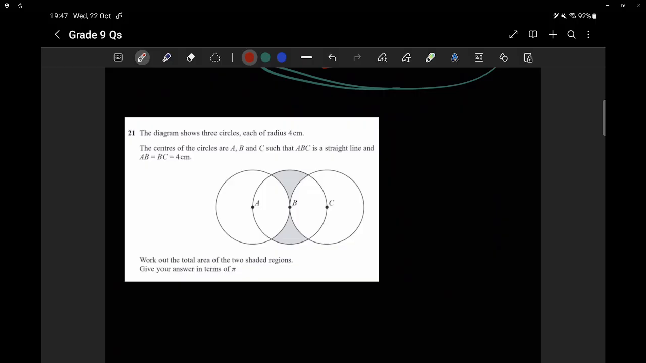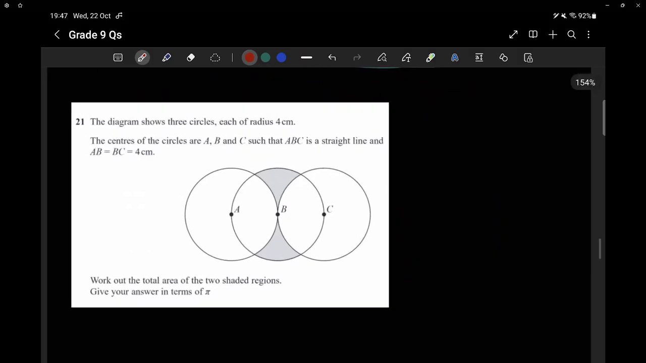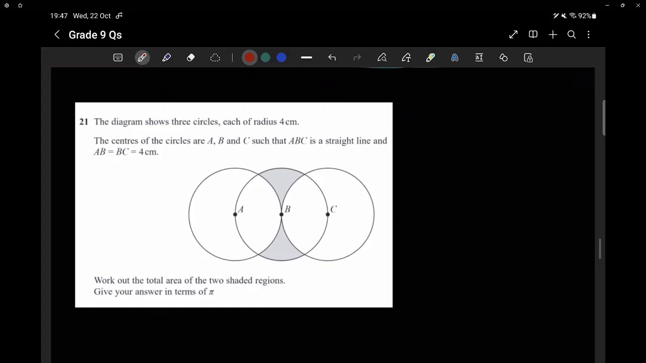So the centers of the circle A, B, and C, and a radius of 4. So if we set it up with our triangles, I know that A to B is 4, and B to C is also 4, because they're radiuses, right? That's the center of A, that's the center of B, that's the center of C. So that's going to be 4. That's going to be 4. And then A to this joint where A and B meet here, that's going to be 4 as well, right? Because that's the radius of A.